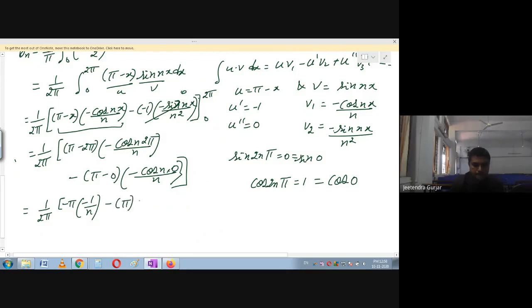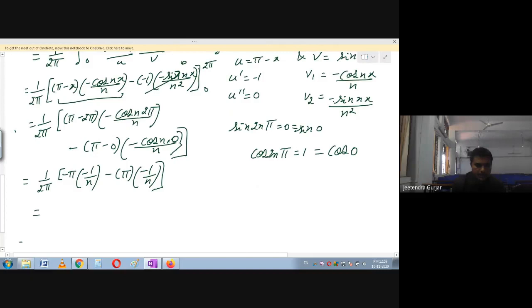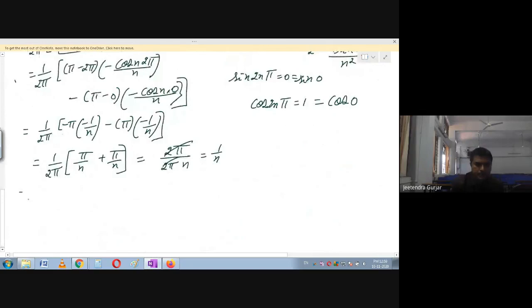Okay, here also you can just simplify. The value I'm going to get here is minus 1 upon n, because cos 0 will be 1. Further, if you simplify, this will be equal to 1 upon 2 pi as it is. Minus into minus will become plus, that is pi by n. Minus into minus plus pi by n, which is equal to 2 pi by 2 pi n. Means pi by 2 pi by 2 will get cancelled. I'm going to get this as 1 upon n, students. So you have calculated bn. Therefore bn is equal to 1 upon n, students.